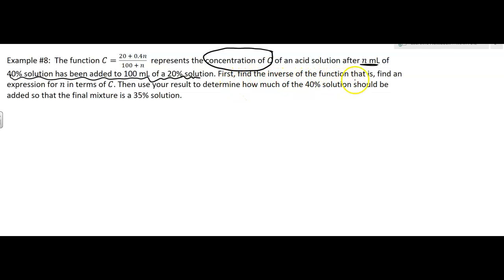First, find the inverse of the function. That is, find an expression for n in terms of C. Okay, so this is where the difference comes in. I'm going to rewrite it.